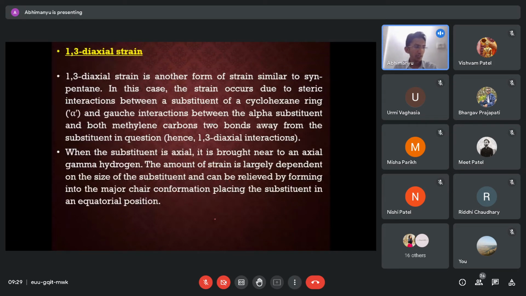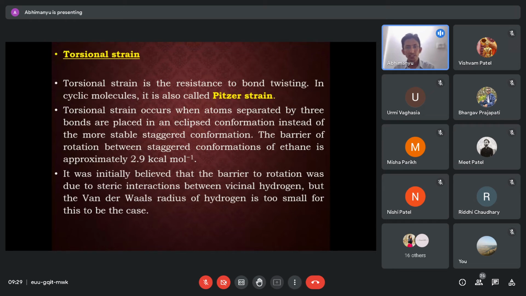What we will learn in the whole unit is the 1,3-diaxial strain. I am not discussing it now because it is the next topic. The next topic is based on the 1,3-diaxial strain, 1,3 and 1,5. There you can learn about the 1,3 and 1,5 diaxial strain. Don't worry about it. Torsional strain, or another word is Pitzer strain.